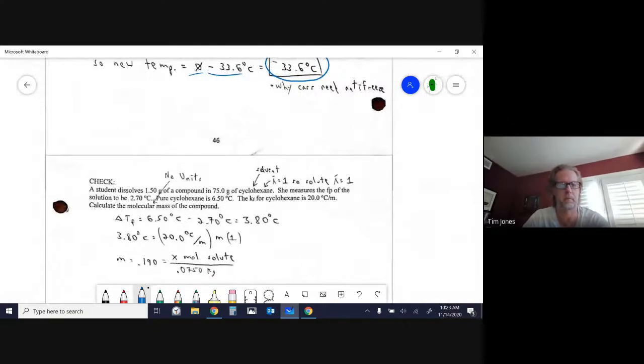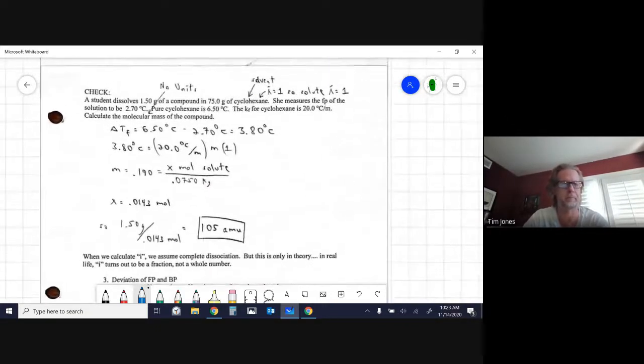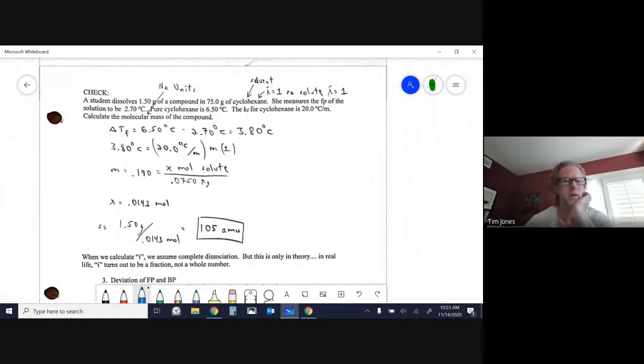Moving along. There's another problem. What do we have this time? Student. Oh, a student. This time they were specific. They actually tell us something. A student dissolves 1.5 grams of some compound in 75 grams of cyclohexane.